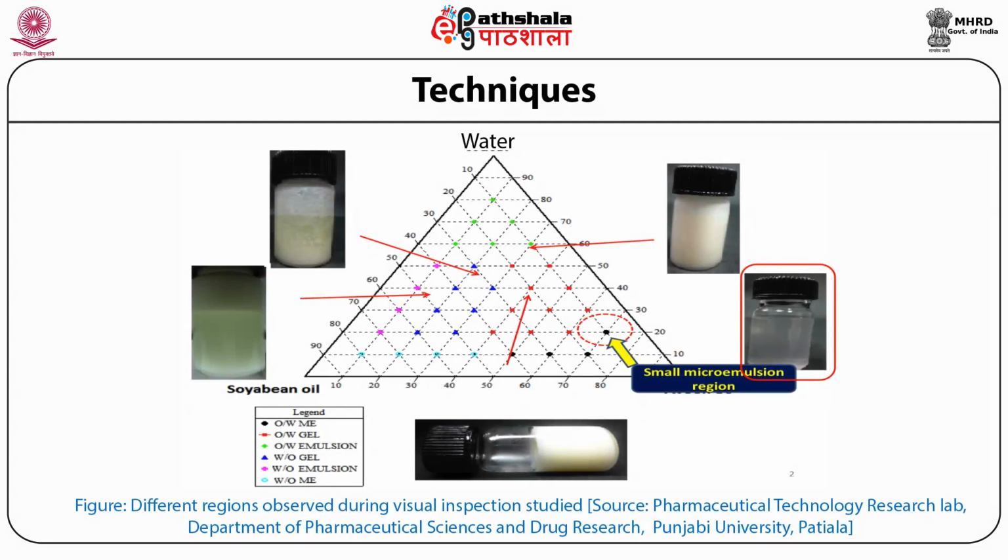Now this image indicates a ternary phase diagram drawn between the water phase, soybean oil, and a surface active agent, and we have obtained a small microemulsion area. You can see different images which show a gel-like consistency and emulsion-type consistency, but in this case we have obtained a small microemulsion area which is visibly clear but bluish in color.